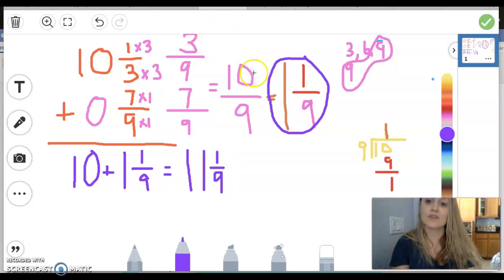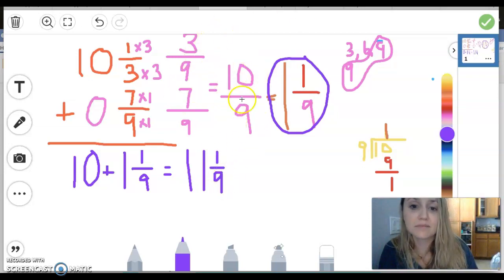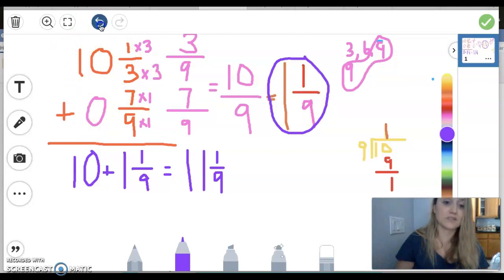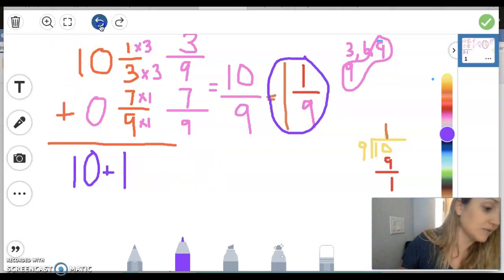So pretty much the same thing. The only thing that you're really adding in as a step is, like the other day when you were adding these, you would have just this as your number. Well, now we also have these whole numbers here too. So you just have to make sure that you add that in.